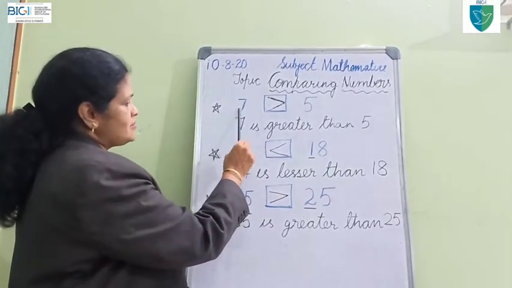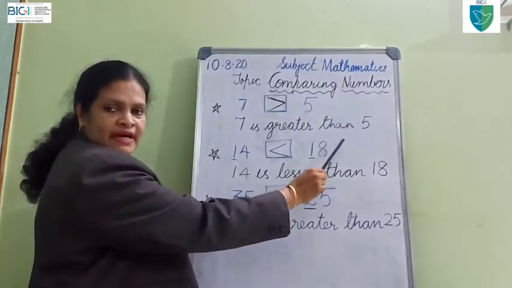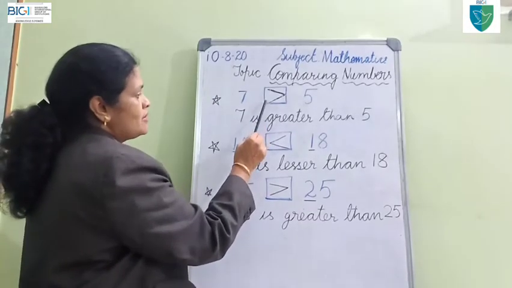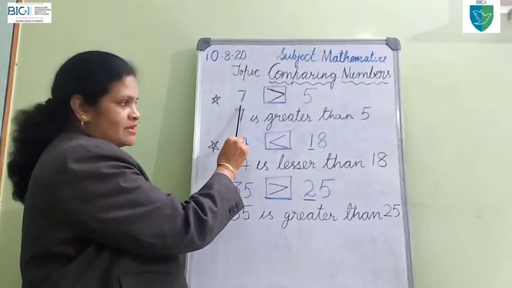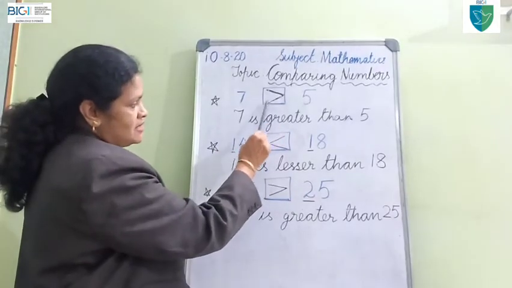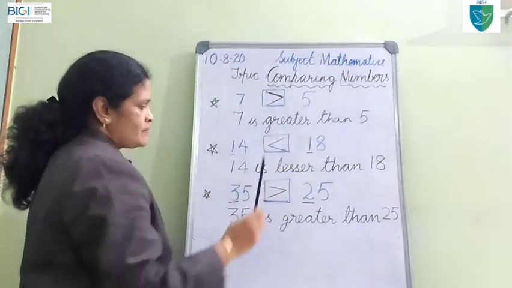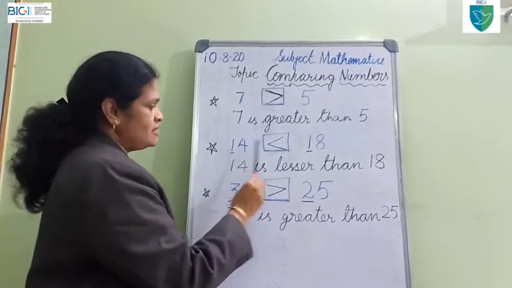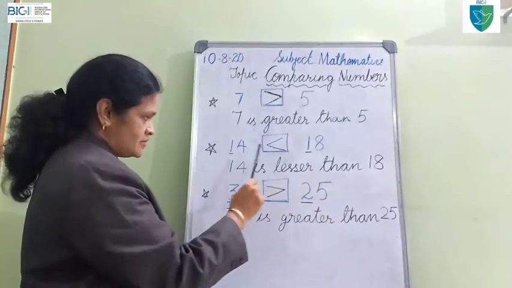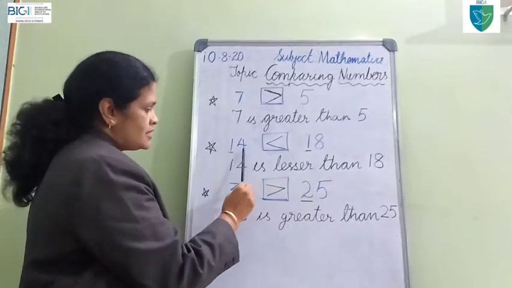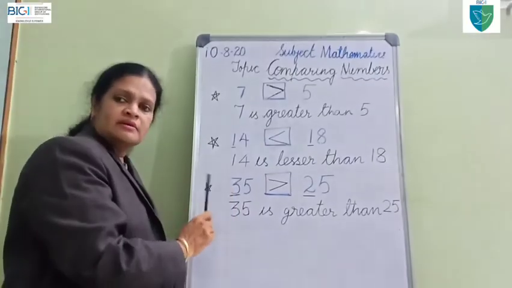Look at these numbers, number 7 and number 5. Number 7 is greater than 5. The open end of the symbol is facing the greater number, which is number 7. The closed end of the symbol is facing towards number 5, which is lesser than 7. Now look at these two numbers, number 14 and 18. In 14 and 18, being two-digit numbers, the numbers in the ones place are different and the numbers in the tens place are same.